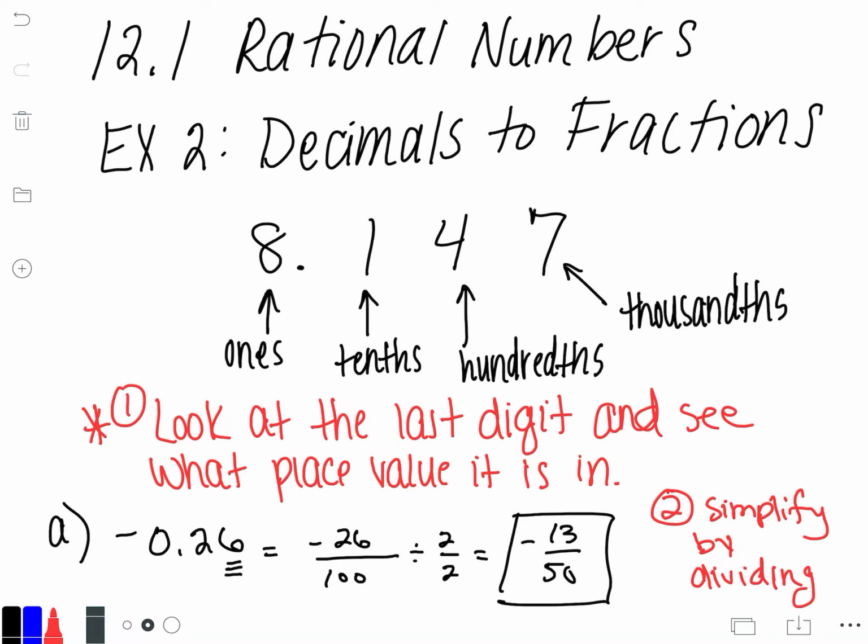I'm going to do a few more for you because I know that was kind of quick. I'm going to have to clear my screen though, so pause now if you're still writing. Here's another example. Let's say we have the number 0.125. This time it's a positive number. You look at the last digit, it's a 5, and it's in the thousandths place. Since it ends in the thousandths place, your denominator is automatically 1,000, and you just write 125 above that.